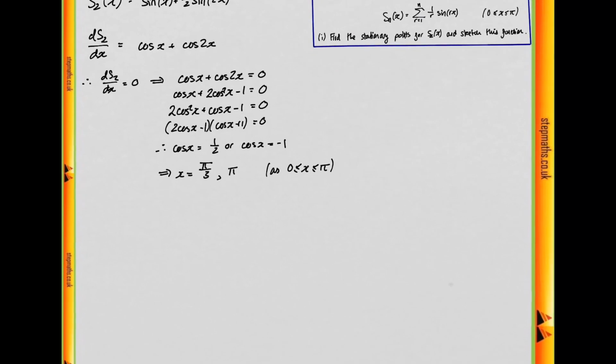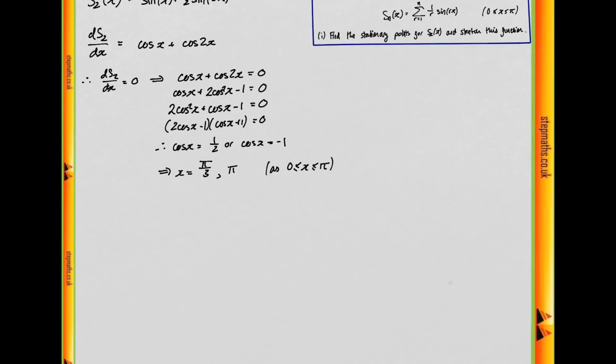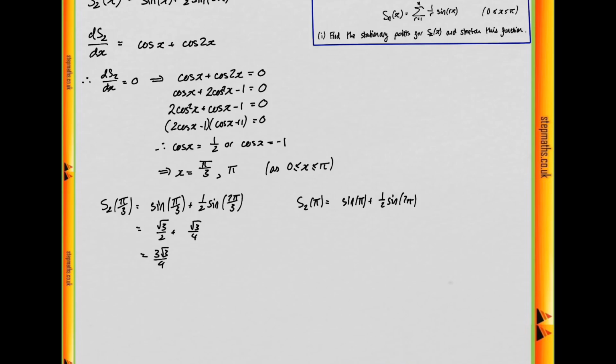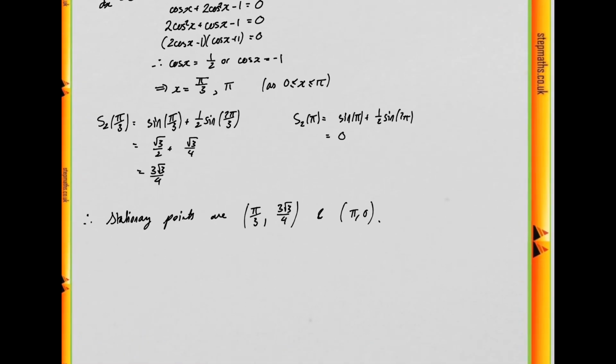Since we're asked to find the stationary points, we also need to find out what S_2 of x is at these points. So S_2 of pi over 3 is equal to sine of pi over 3 plus a half of sine of 2 pi over 3, which gives us this, which is 3 root 3 over 4. S_2 of pi is easy to calculate, since sine of pi and sine of 2 pi are both 0, which just gives us 0. And therefore we can conclude that the stationary points are (pi over 3, 3 root 3 over 4) and (pi, 0).